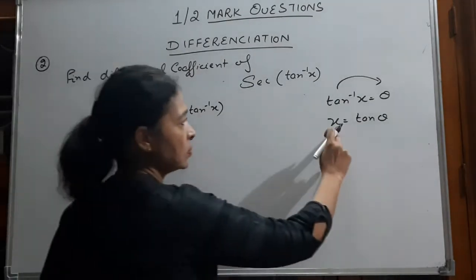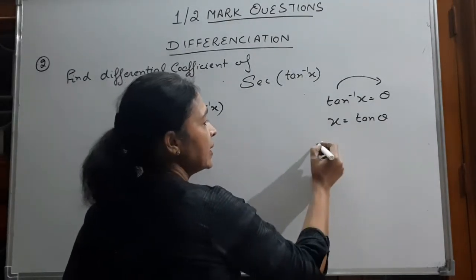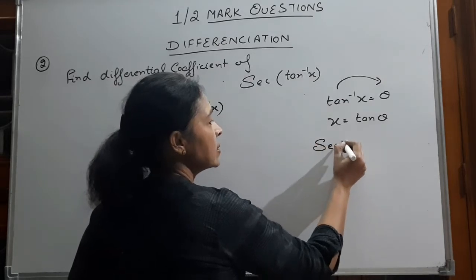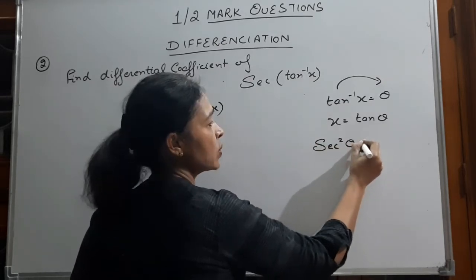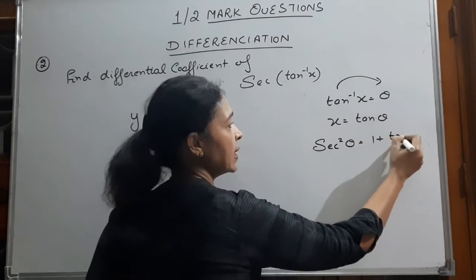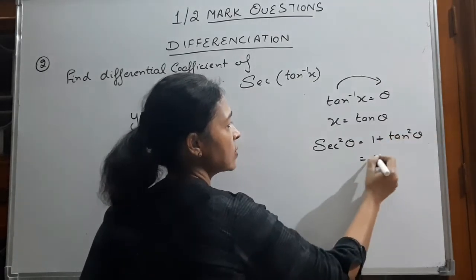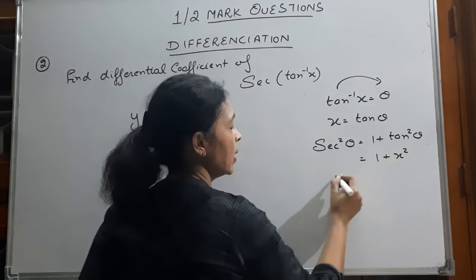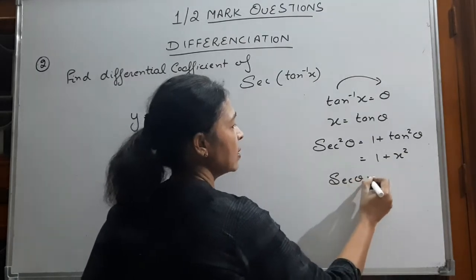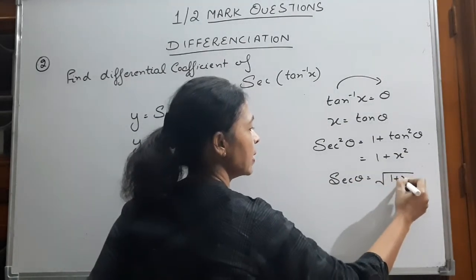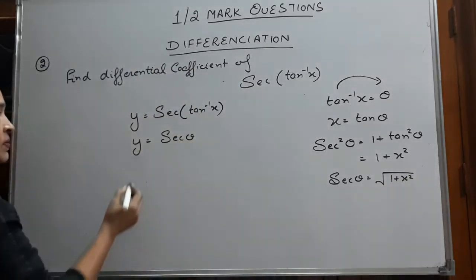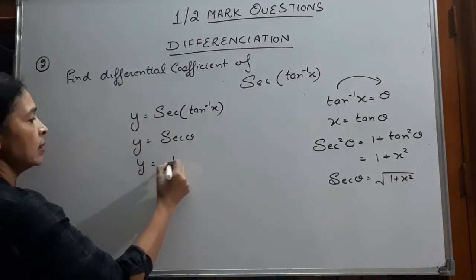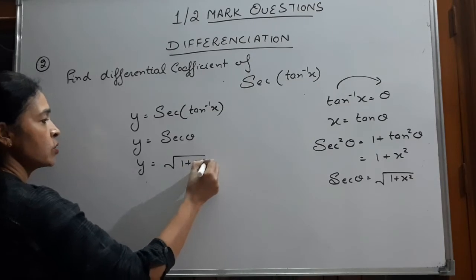Now if x is tan theta, we have to find sec theta. What is sec square theta? 1 plus tan square theta, that is 1 plus x square. And what will be the value of sec theta? Under root 1 plus x square. In place of sec theta, what we will write? Under root 1 plus x square.